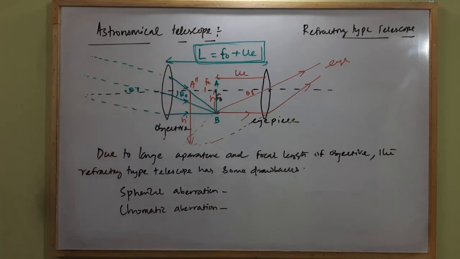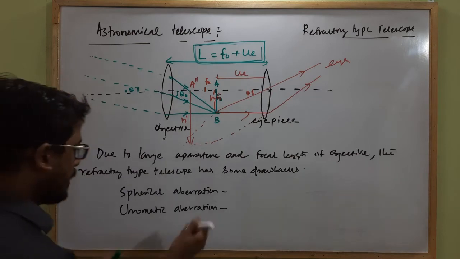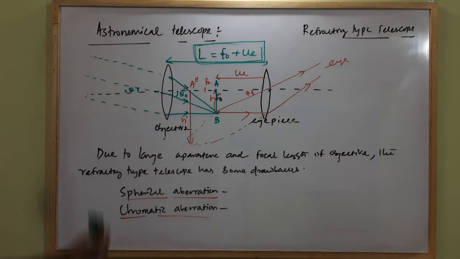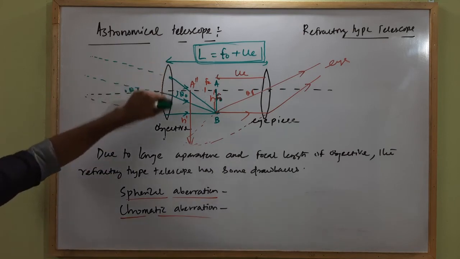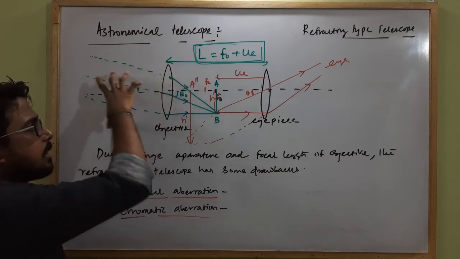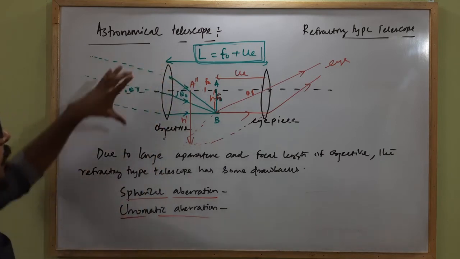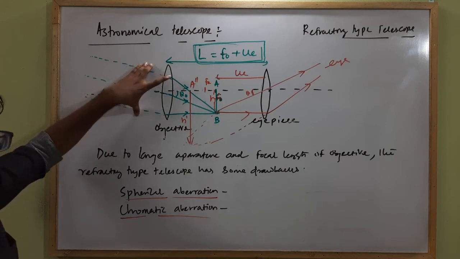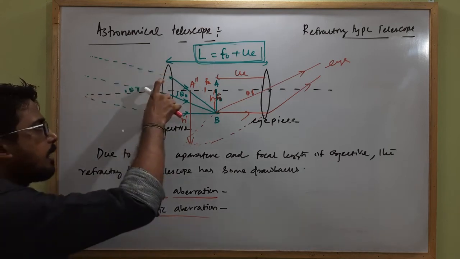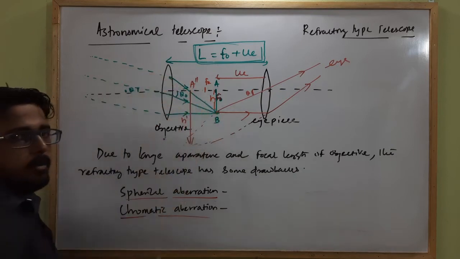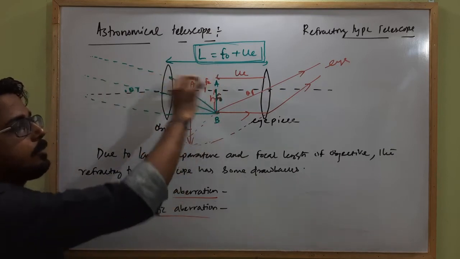Okay, so what is spherical aberration and what is chromatic aberration? So spherical aberration means, as the objective is made up of a very large aperture, the rays which are coming parallel to the principal axis, not all rays remain paraxial. Some of them are also marginal. So as the rays are not paraxial, after refraction they will not converge at a single point. They will converge at different points.